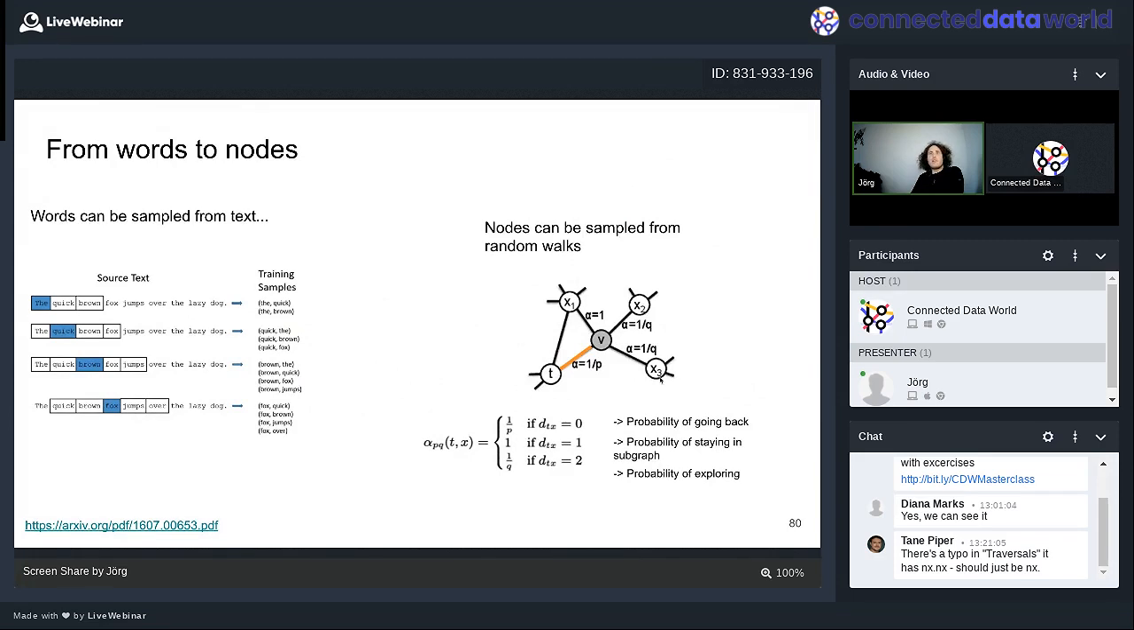And this is what's called node2vec. They basically allow you to play with those probabilities and hence control how you want to explore the graph. Do you really want to stay close by, or do you want to have large walks over large parts of that graph?